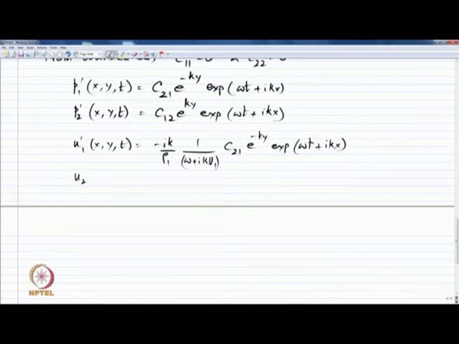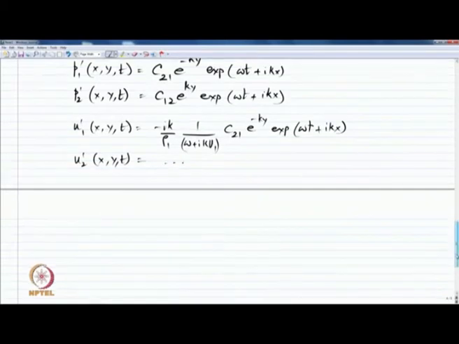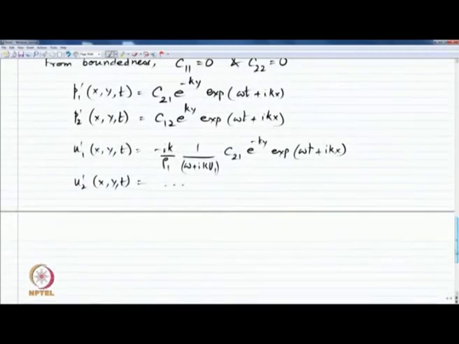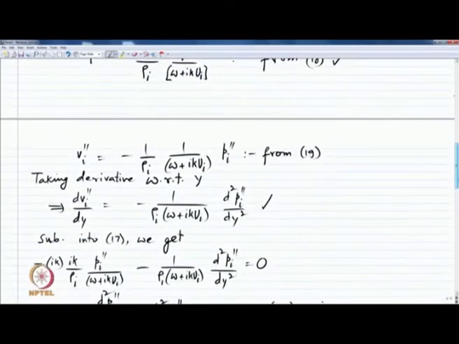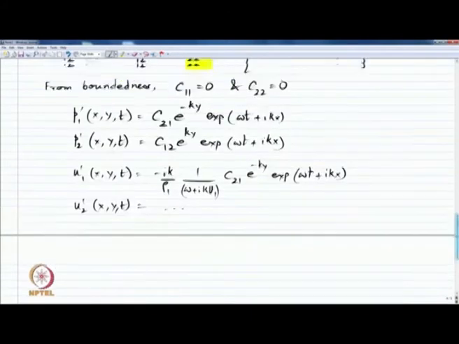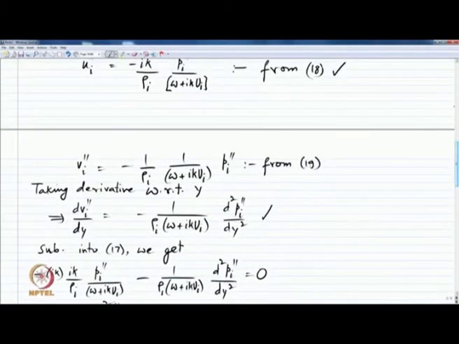And similarly, I can write u2 double prime. I am not going to write it down, but you can see that once I know u1, u2, I can also use the other equation, I can use this equation to get to what V I prime would have to be.